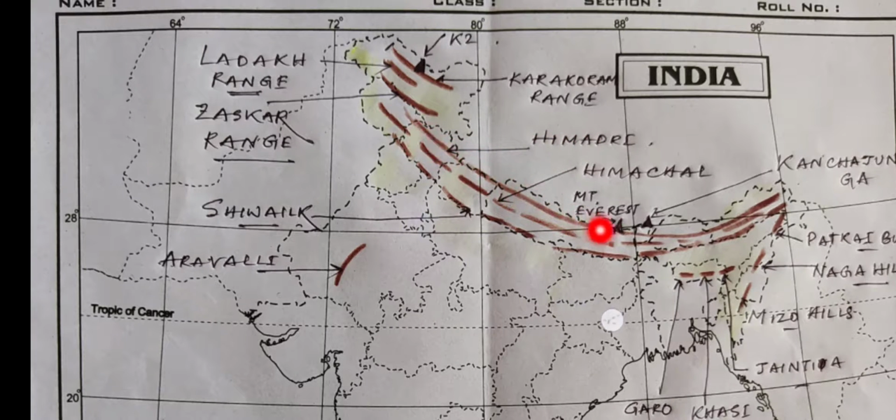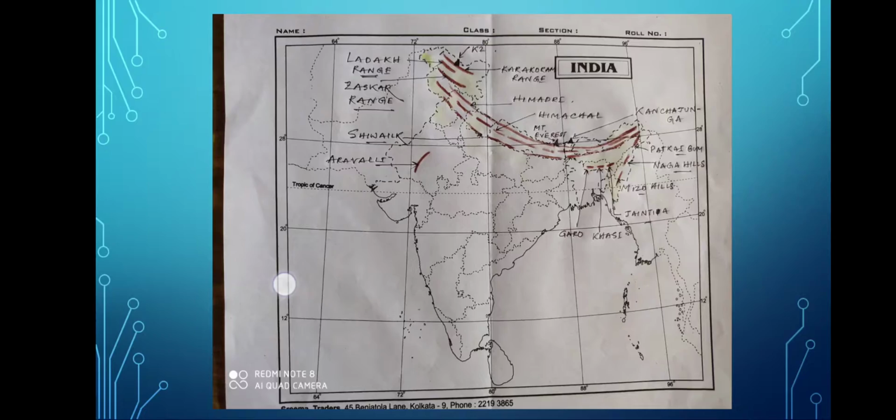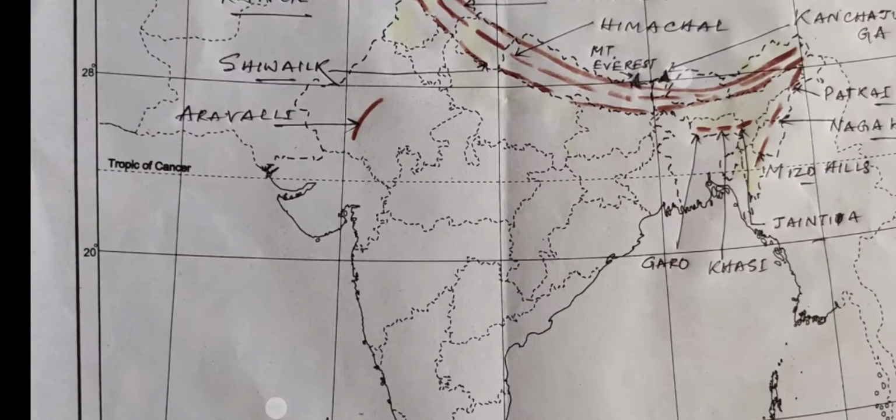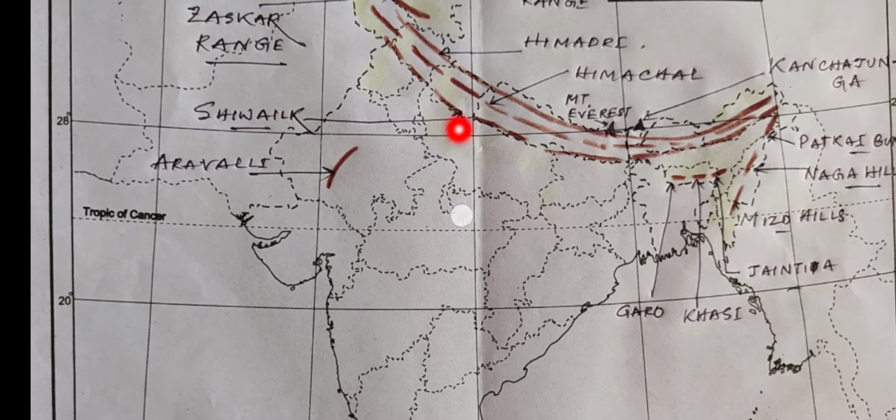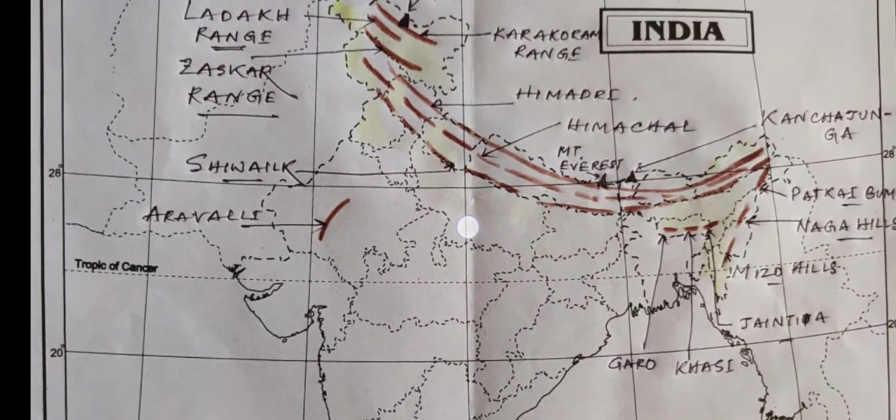This is the range. The second one is the Himachal, or the Lesser Himalaya. This is the Himachal range, and the third one is the Shivalik, or the outer Himalaya. This one is Shivalik. You can see I have given one arrow and marked the range, the Shivalik range. Like this, you can point out an arrow and mark it.